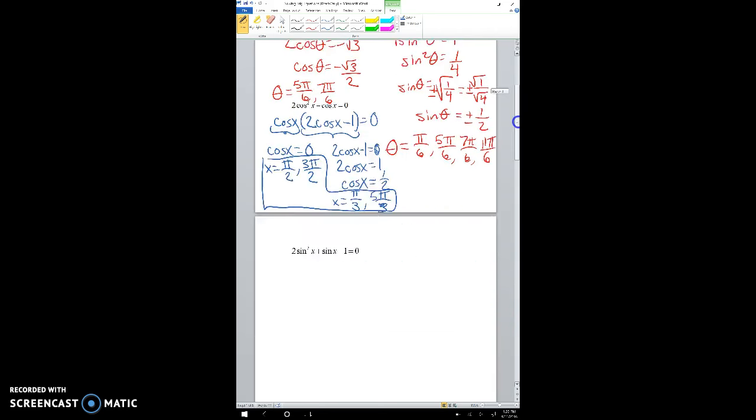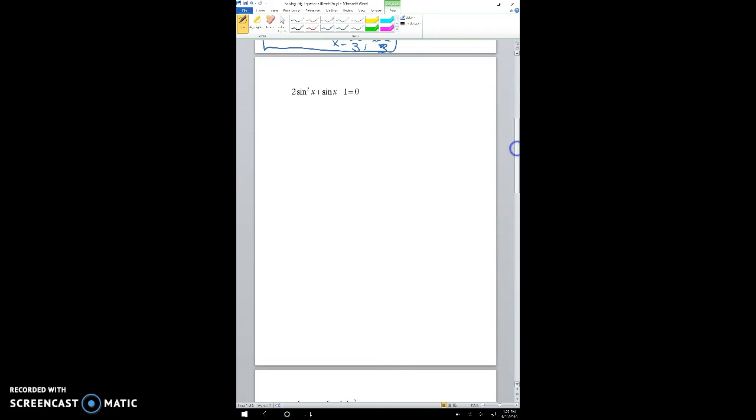Okay. So the next type of equation you're going to see in this unit is a quadratic form equation. So this is basically a quadratic, and if the trig functions are tripping you up, you can always do this little trick where you let b stand for the trig function, and if we rewrite this, it's 2b squared plus b minus 1. That doesn't look too intimidating to factor, so whenever there's 3 terms like this and one of them is squared, you're going to factor.